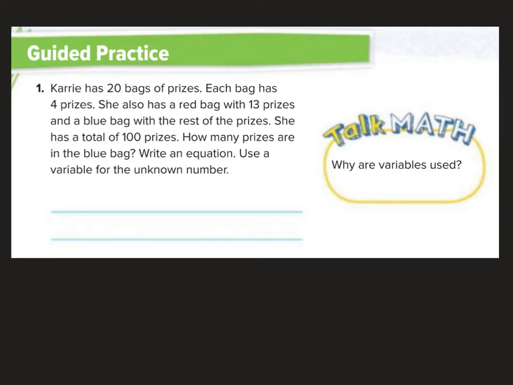Carrie has 20 bags of prizes. Each bag has 4 prizes. She also has a red bag with 13 prizes and a blue bag with the rest of the prizes. But do we know how many is in the blue bag? No, we don't. That's going to be our variable. Let's call it variable. I don't want to choose B because that sometimes looks like a 6. Usually a common one is we would do X, or maybe let's do Y. Let's do Y. Blue is Y.